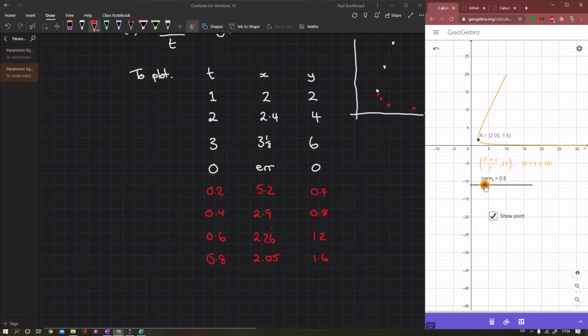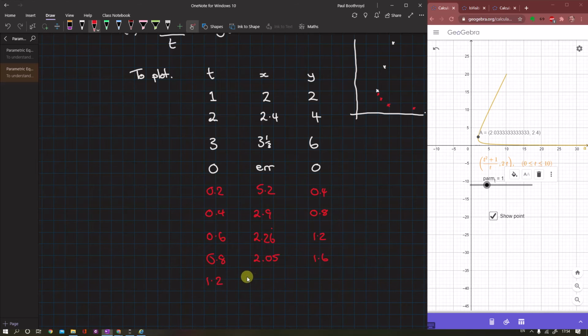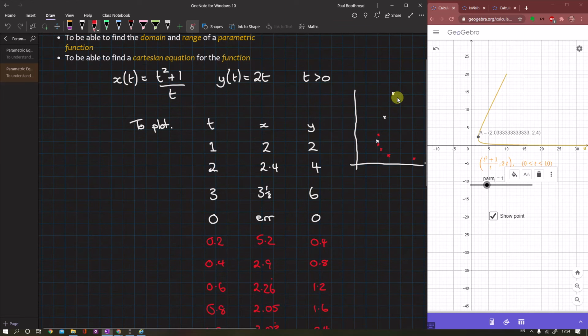1.2 maybe, and that gives me 2.03. This time on the other side, it's actually going the other way, 2.4. So 2.03 and 2.4 is about here. And I've now filled in enough information that I know the shape of the graph. Okay, so we can now draw the graph in using that.